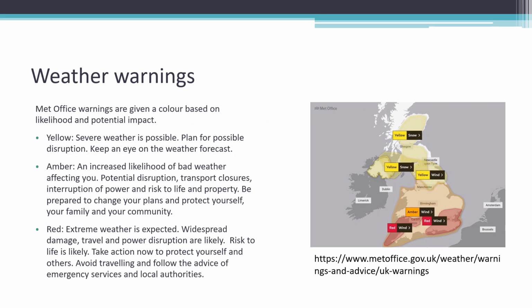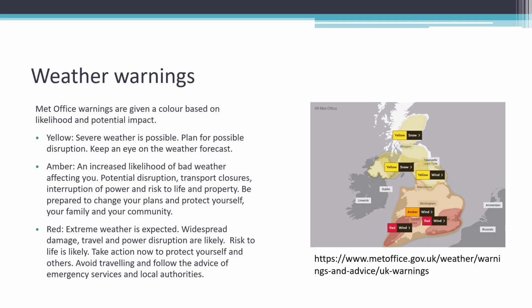The Met Office provides 3 levels of weather warnings depending on the anticipated level of disruption. Yellow is the first level of warning. This means that severe weather is possible, as is disruption. Amber means the level of risk has increased, potential disruption is more likely. At this stage, it is worth thinking about changing your plans. You may want to consider if there is anything you need to do ahead of the severe weather to minimise the impact and protect yourself.